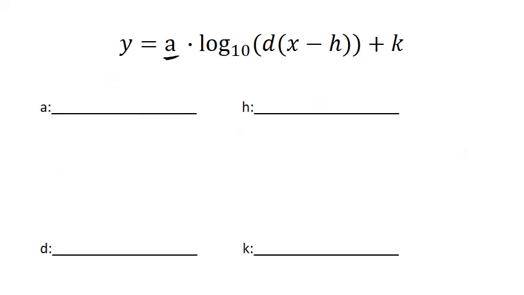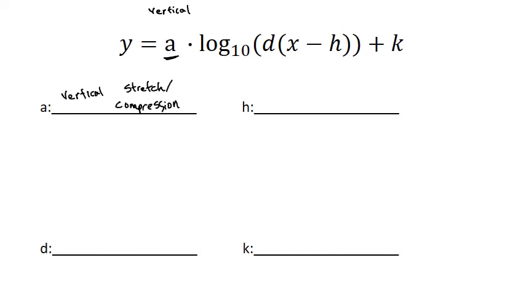So first, we notice that our a value is not directly affecting our x, so we have to use the word vertical to describe it. And from what we looked at, it was either pulling the graph up or pushing the graph down. So we're going to say that it's either a vertical stretch if we're pulling the graph up, or a vertical compression, depending on what the value of a is. So either a vertical stretch or a vertical compression.